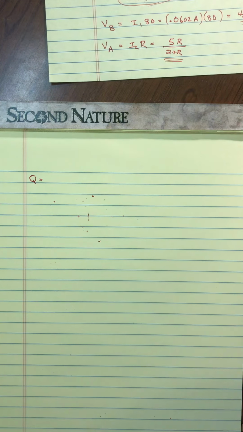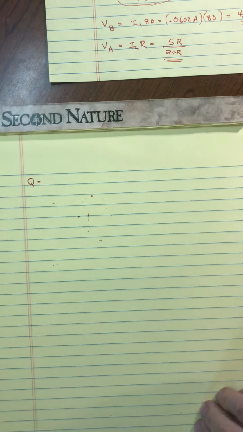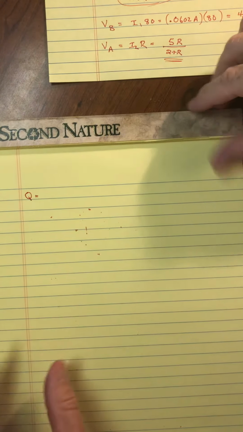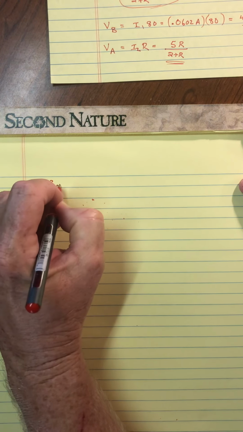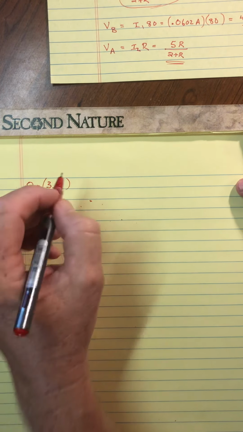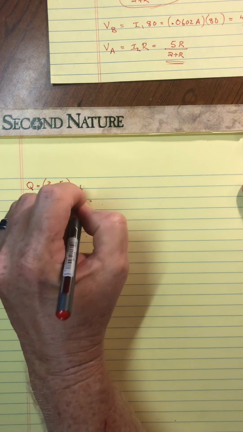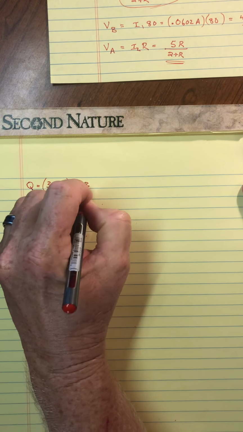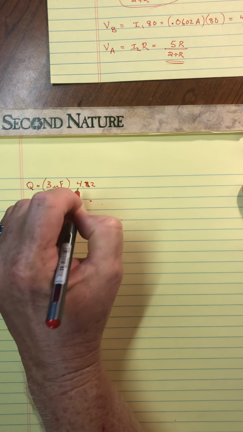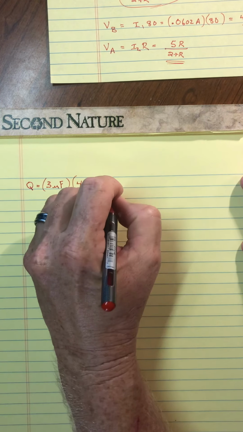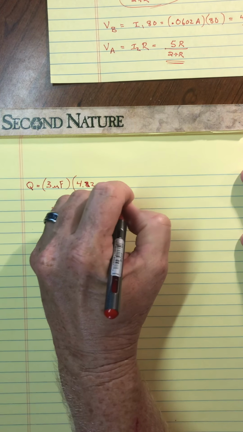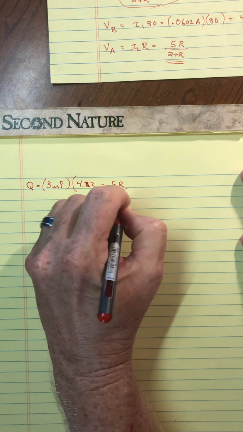All right, so putting it into that equation, and I always forget how this red pen, I like how it stands out on the video, but it also bleeds through. Let me put a piece of paper under there. And so this would be the 3 microfarad. And then the voltage difference would be the 4.82 from B minus the 5R over 2 plus R.